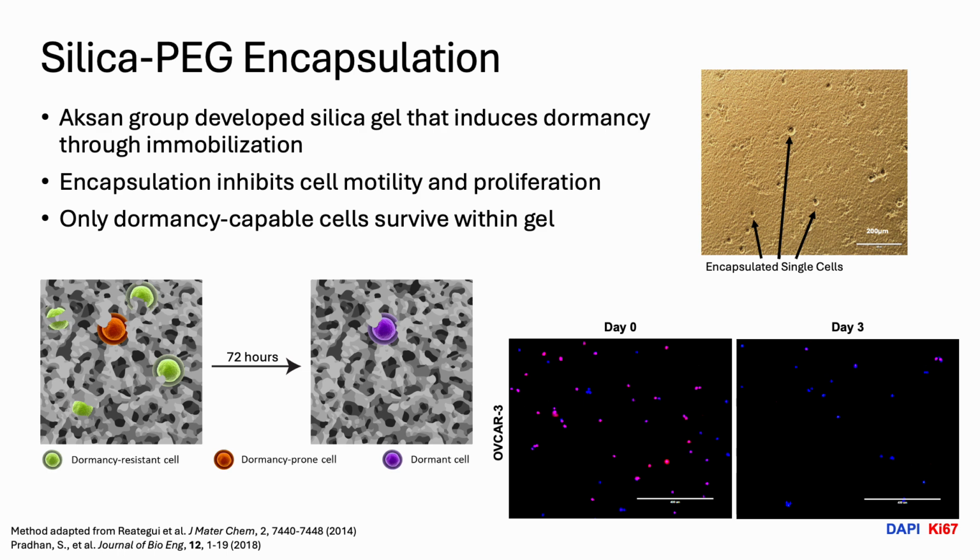Dormant cells are in the G0 phase and thus do not express the Ki-67 protein. Blue cells are dormant cells, and red/pink cells are not dormant. As you can see, on day 0, the first day the gels are encapsulated, there are a lot more pink cells, but by day 3, those cells have died and most of the remaining cells are dormant.